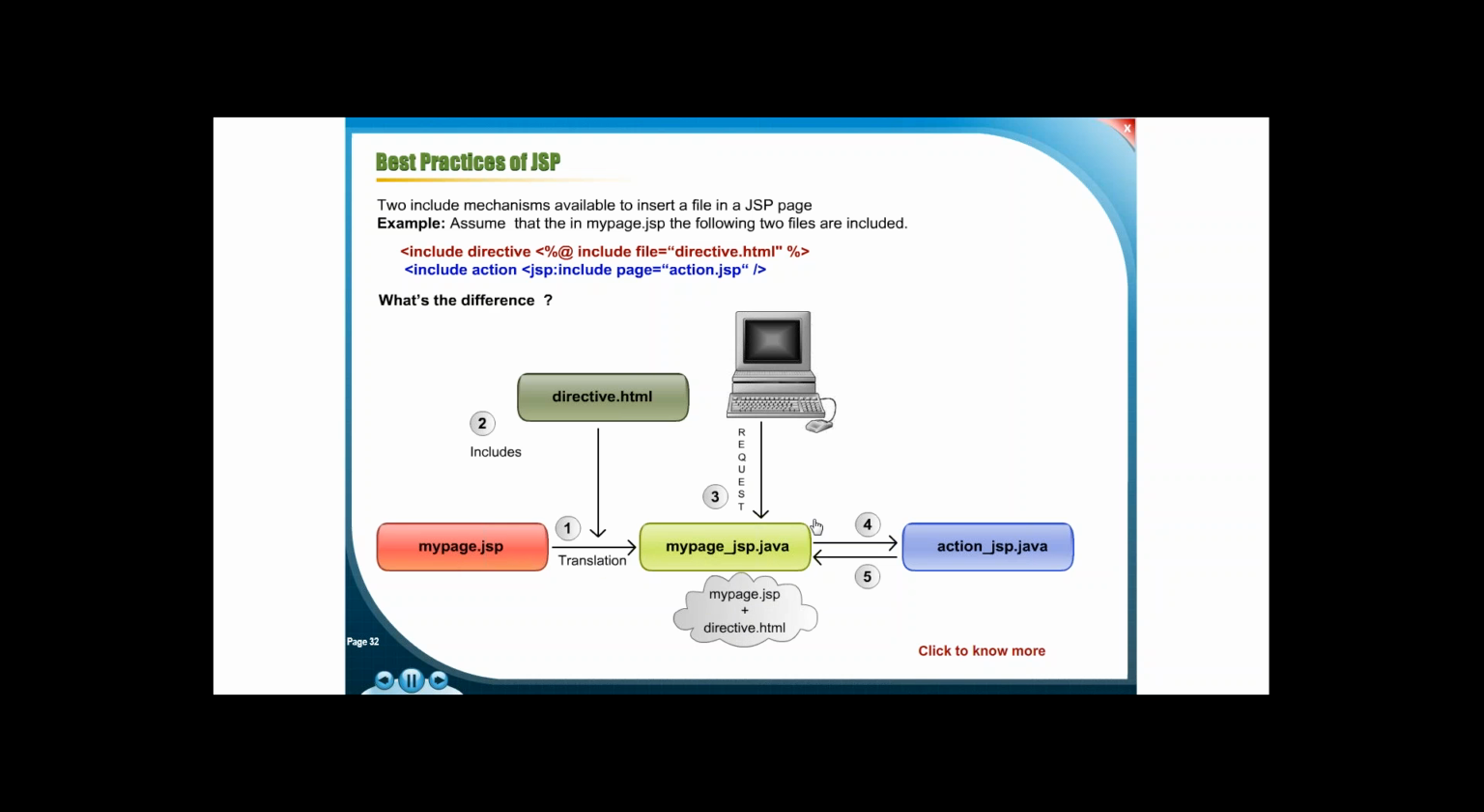And action.jsp, that is the JSP action, would be included during the execution time, not at the translation time. That is the basic difference. And another difference is, with the include directive, the file size gets increased because the contents are copy-pasted, right? And with the JSP action, only the output is included.